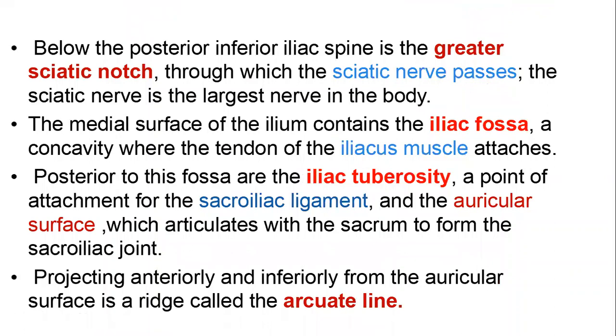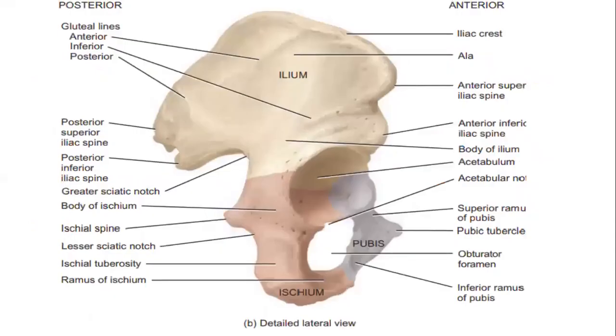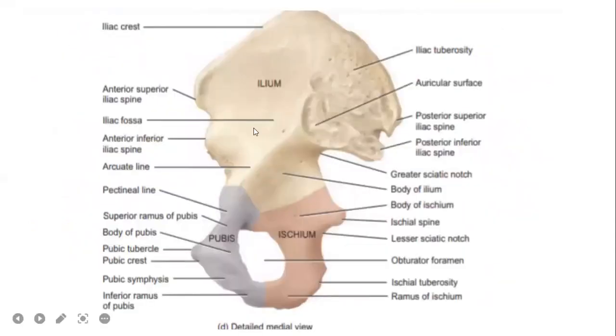The medial surface of the ilium contains the iliac fossa, a concavity where the tendon of the iliacus muscle attaches. So the iliac fossa we were able to identify from the medial surface, but we can still go back to the image and review where this iliac fossa is found, so that you can have that link with the real image. So this is the medial aspect. We have the iliac fossa right here. This is the depression which I was just talking about.